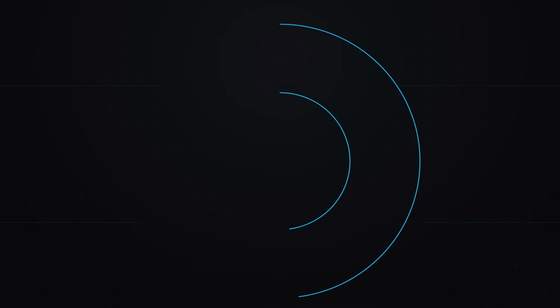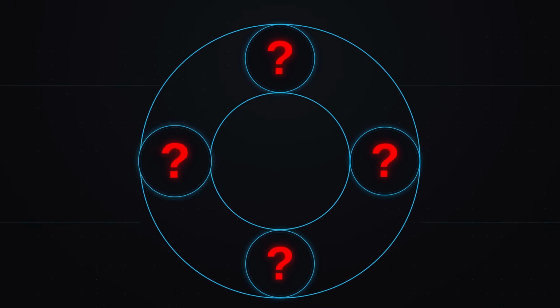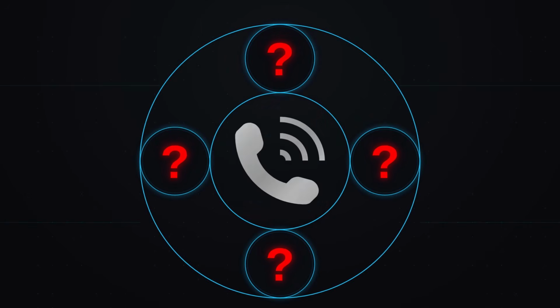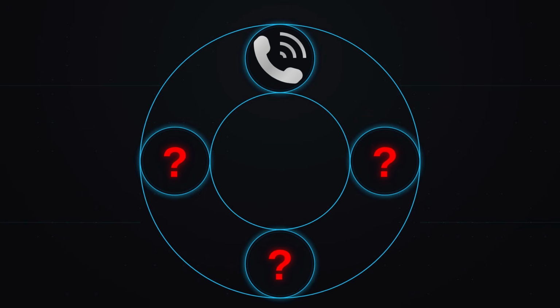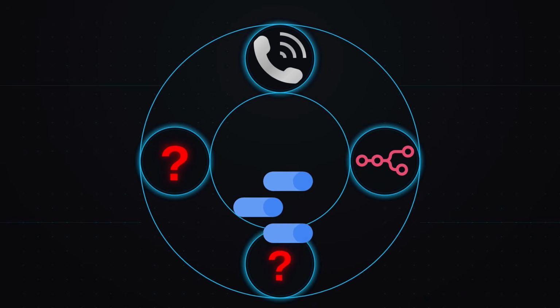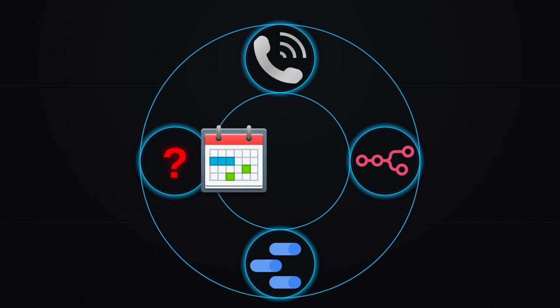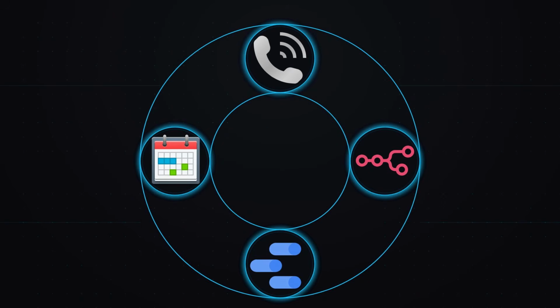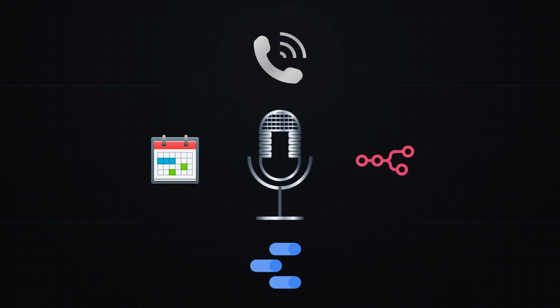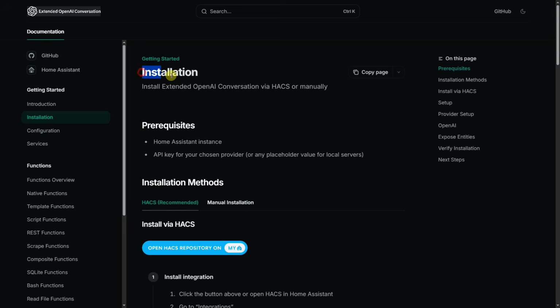In this video, I'll show you 4 AI features that completely change what Home Assistant's voice assistant can do. Call any service in your smart home, create automations on the fly, pull live data from external APIs and websites, and dig through your entity state history, all from a single voice command. All right, let's get into it.